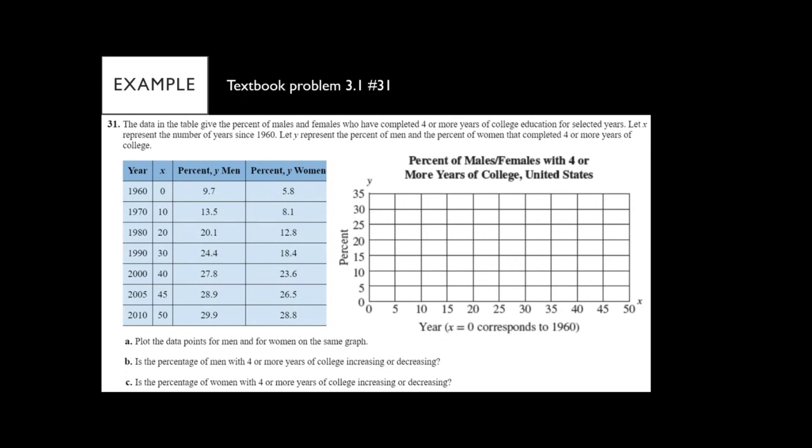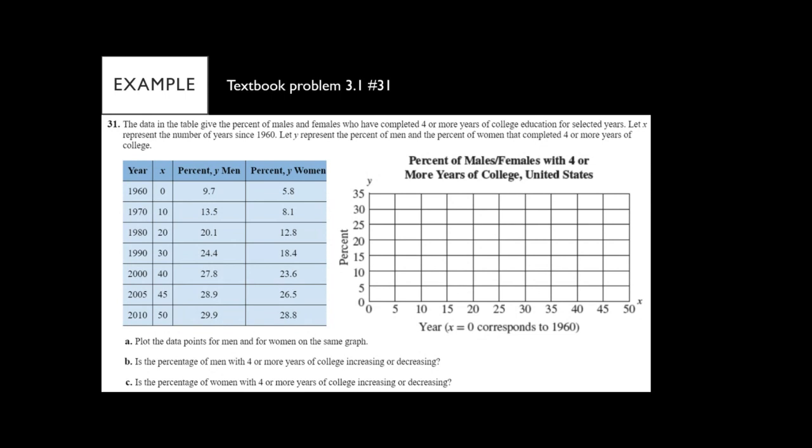So that's X, and then it says let Y represent the percent of men and the percent of women that completed 4 or more years of college. So we have 2 columns here for Y. That basically means we're graphing 2 sets of data on the same graph. And we do this so that we can make comparisons. And we need to make sure that we're graphing the same unit. So we're graphing percent for both. And we're doing this so we can visually compare males to females on our graph.